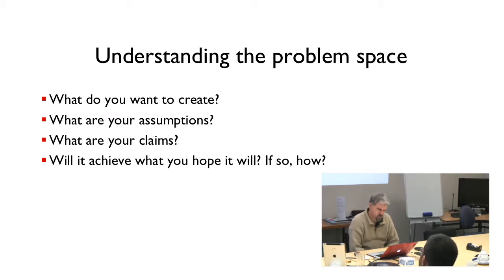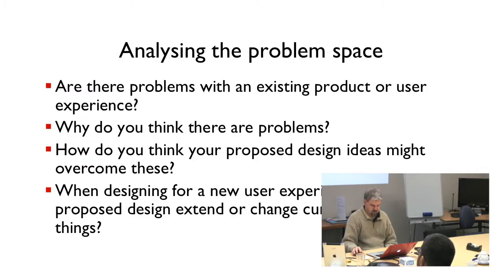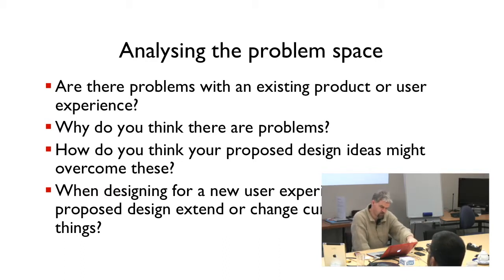Yeah. So in order to be able to do that, you need to understand the problem space. You think about what you are trying to create, what your assumptions are, what your claims are, and how it will achieve what you're hoping to do. To understand the problem space, you need to analyze the existing problem space. And with the assignment, with the CityView AR, you can do this. You can say, what are the problems with the existing CityView AR application? Why do you think they're problems? How can you overcome that? And how will your design extend or change the current way of using the technology?